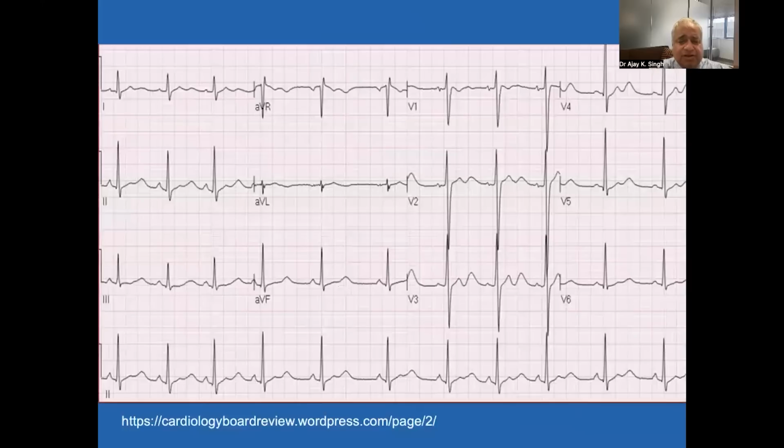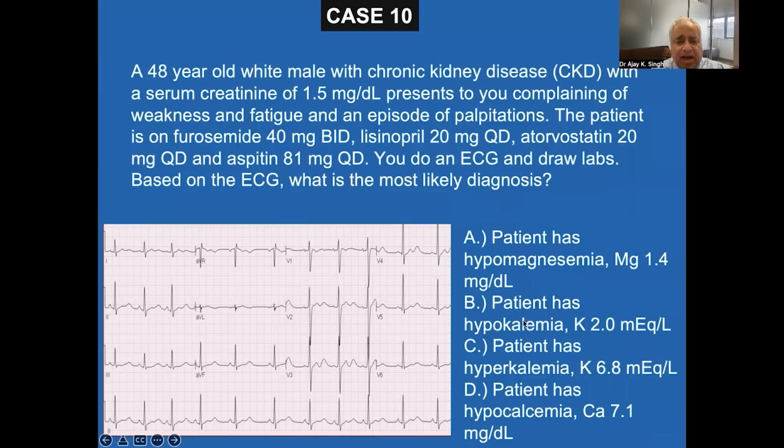And the correct answer is shown here, which is that this patient has hypokalemia. And you see these U waves, typical of a patient with hypokalemia. This patient does not have hypomagnesemia. The patient does not have the tenting of T waves compatible with hyperkalemia and does not have the electrocardiographic features of hypocalcemia, all of which we're going to go into in a few minutes.